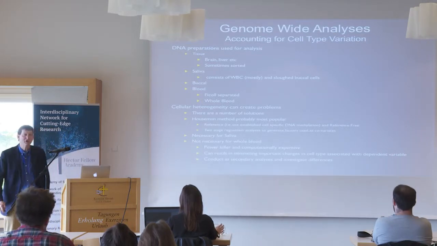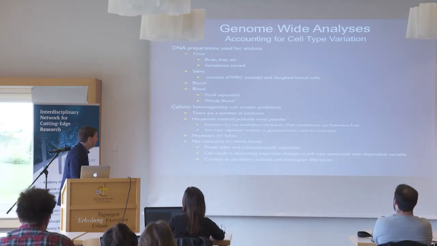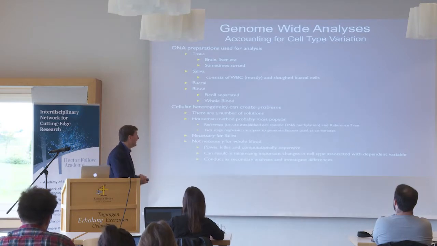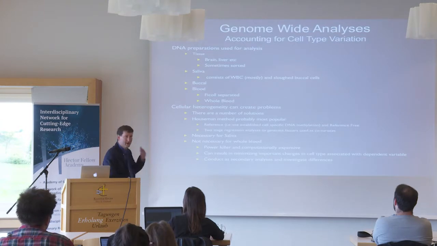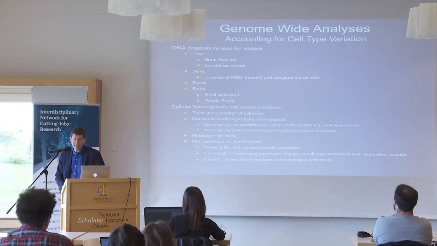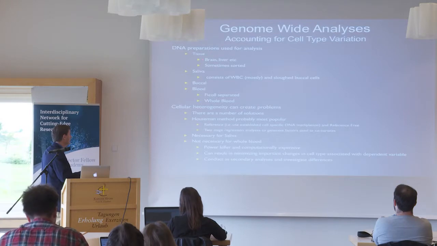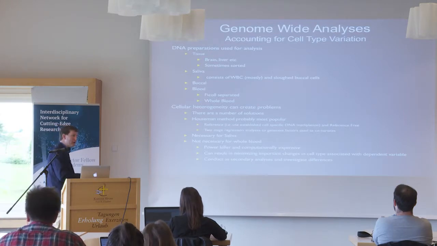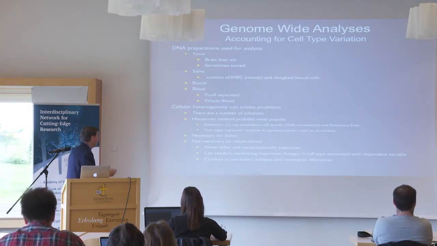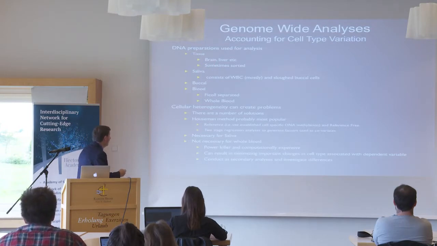For many years I've been bludgeoned to death by those in the field about needing to correct for cell type variation, and they're absolutely correct in many circumstances. Now, when we do epigenetic analyses, we use a variety of preparations. For instance, tissue, brain, liver. Sometimes these are cell sorted, by nuclear or cell sorting, either pre or post, in a number of ways. Saliva is very important, popular.